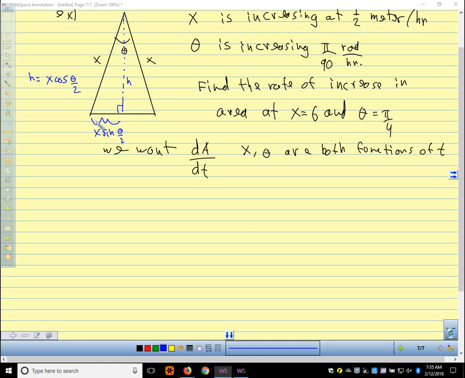So we have the area equals x squared sine theta over 2 cosine theta over 2. And don't divide by 2 because we actually do want to. But we don't know theta over 2.